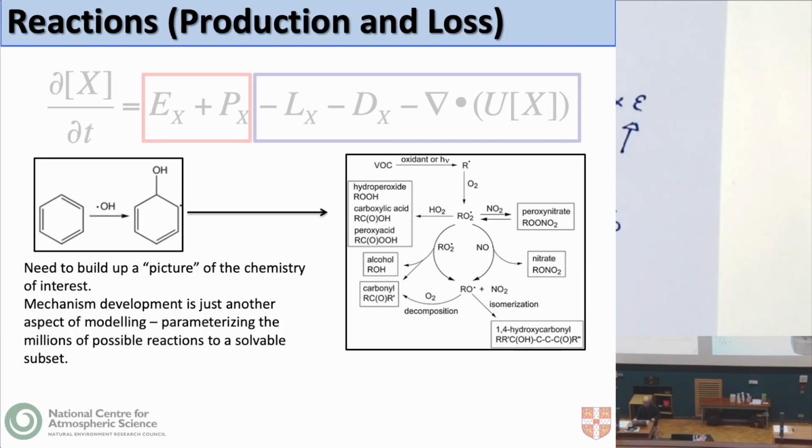And then the production and loss. So we've given some of these pictures of what chemistry looks like, and we need to build up a picture of what happens to our molecules in the atmosphere. Once we go from that conceptual picture, we can start to go and find the information. And again, a lot of this is all tabulated.